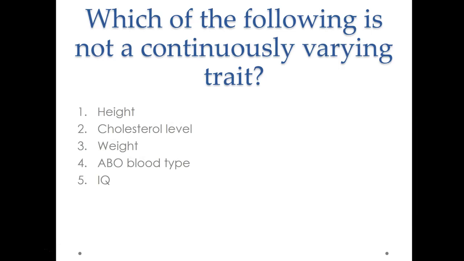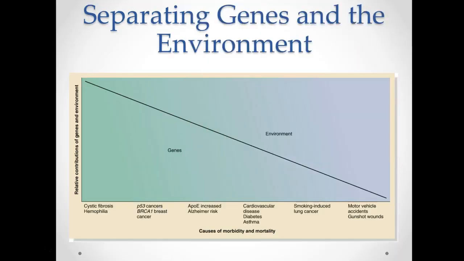Okay, let's do a quick comprehension check. Which of the following is not a continuously varying trait? Would it be your height, your cholesterol level, your weight, your ABO blood type, or your IQ? This one might be a little tricky. The answer is your ABO blood type, and I know that we didn't specifically talk about this trait, but if you think about it, there's no continuous variation here. You either have type A, type B, type O, or type AB blood, right? There's nothing in between, right? Whereas for all of the other traits, we have a variety of phenotypes that we can see here.